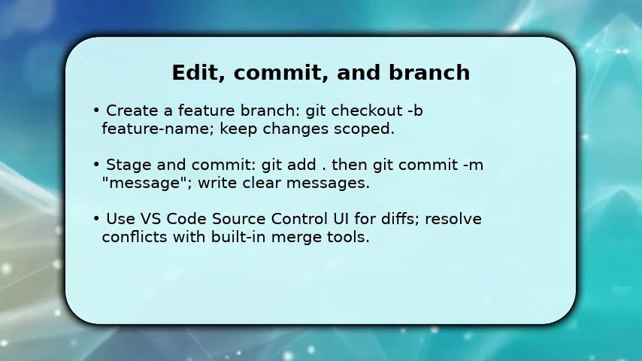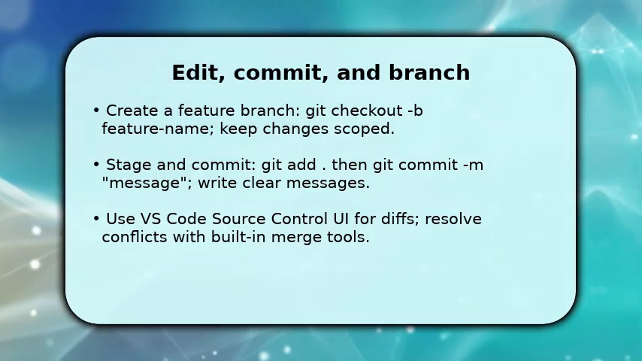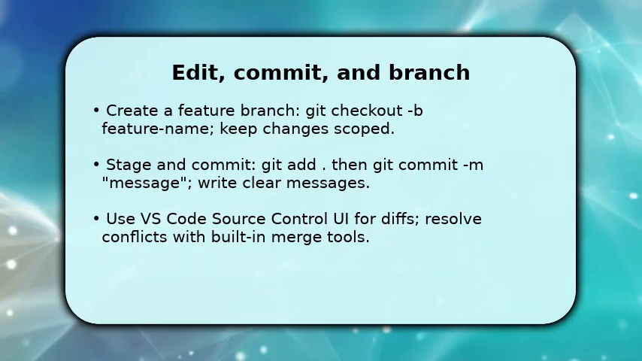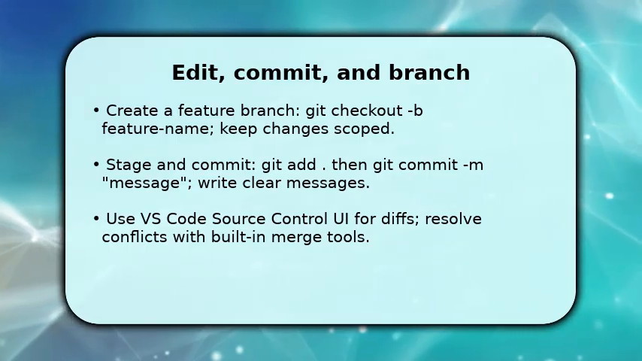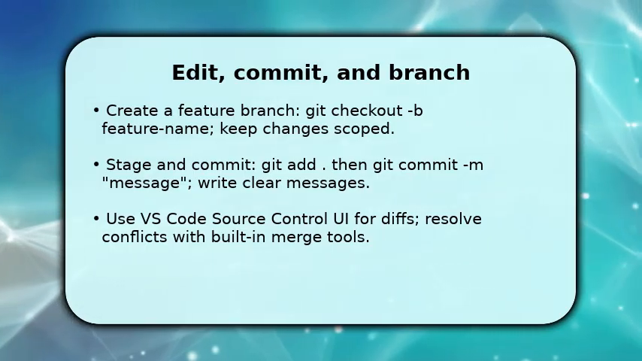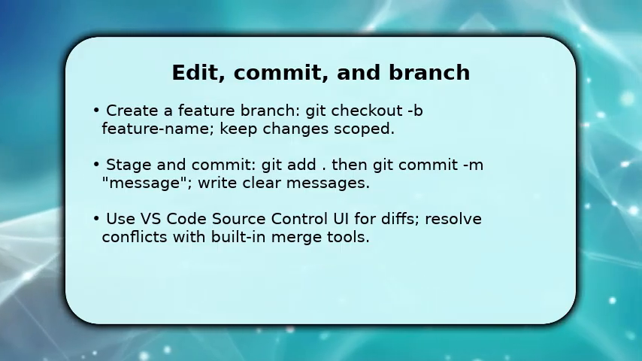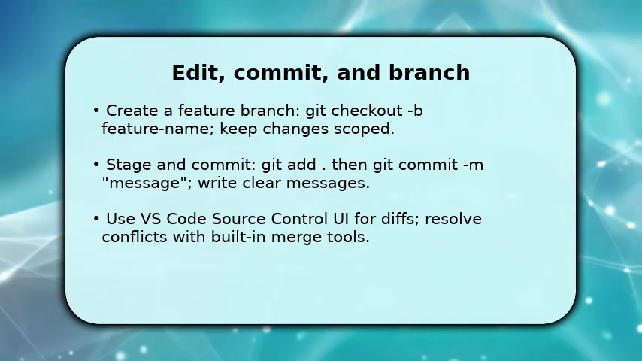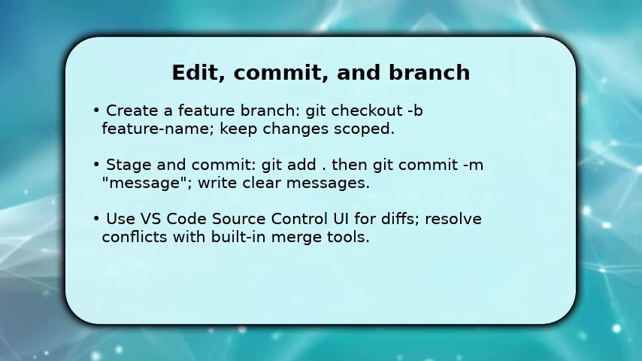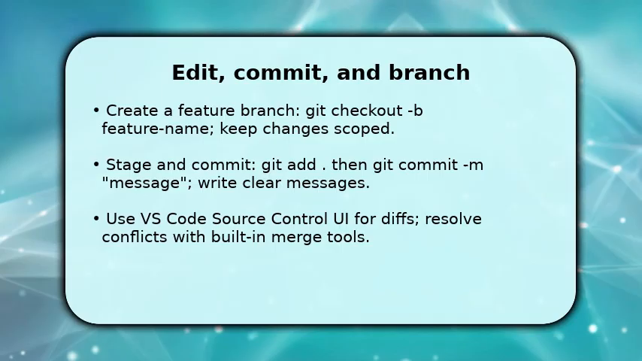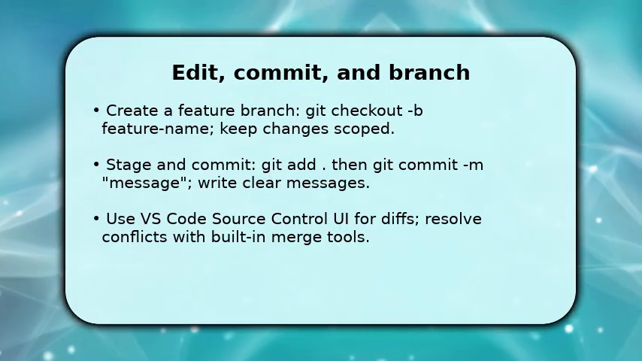Use the source control pane to review diffs, stage files with the plus icon or git add. In terminal, commit with a concise message. git commit -m, add short description. Once ready, fetch and rebase or merge latest main to avoid conflicts. If conflicts appear, use VS Code's inline merge editor to accept changes and continue the commit.